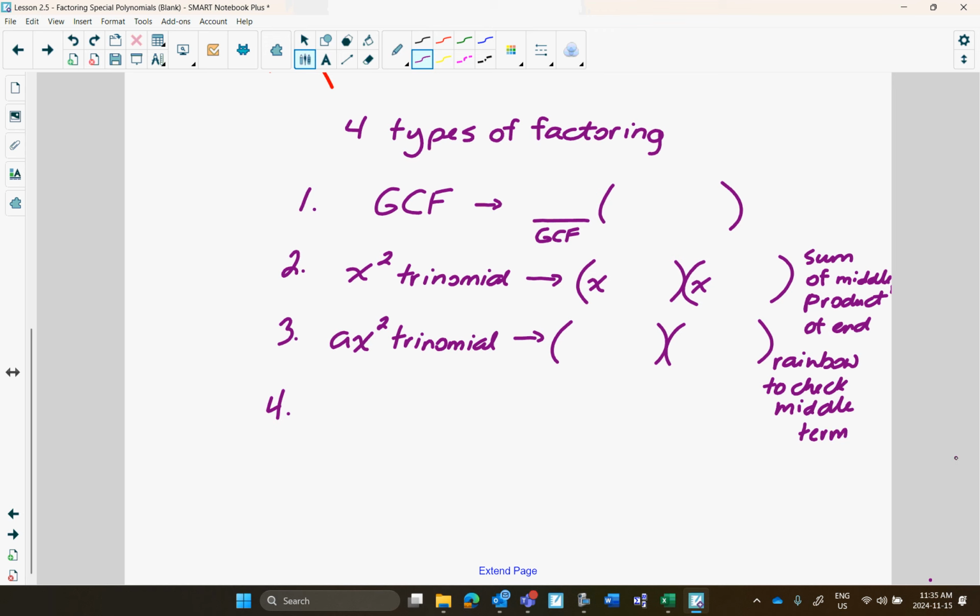And then finally was the one we learned today, difference of squares. Difference of squares will also go to 2 binomials. But we know that one has a plus and one has a minus. It doesn't matter, it could be minus plus. Okay. So those are the 4 types.